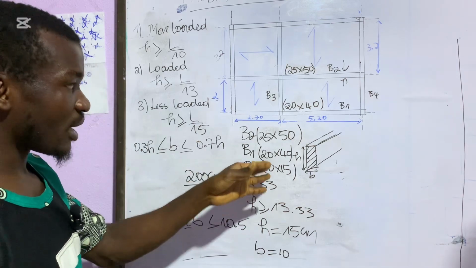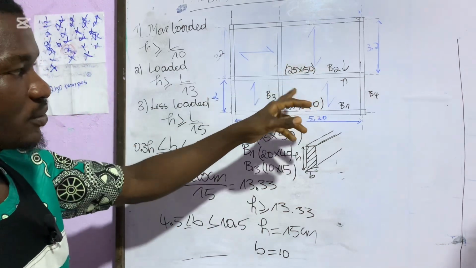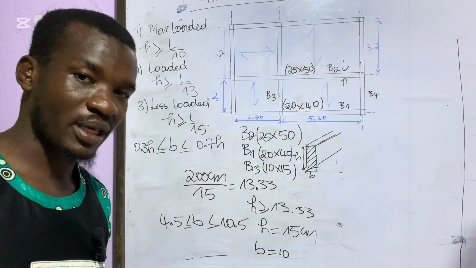So that's it. We have pre-dimensioned B2, B3, B1. Now you know how to pre-dimension a beam.